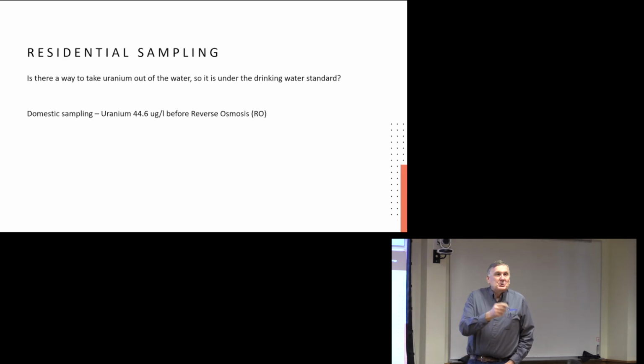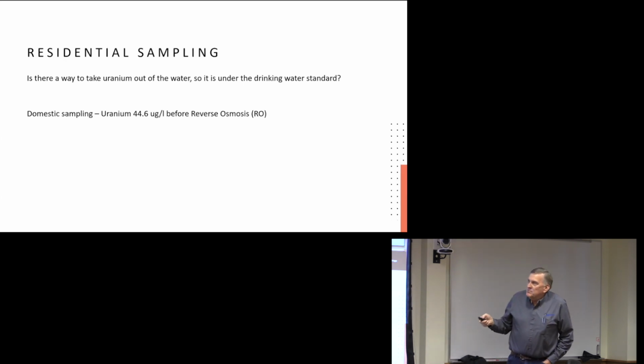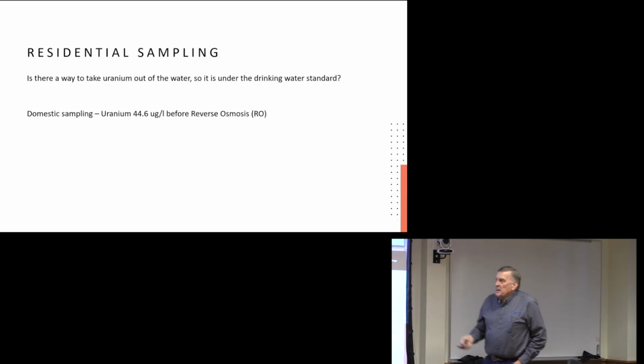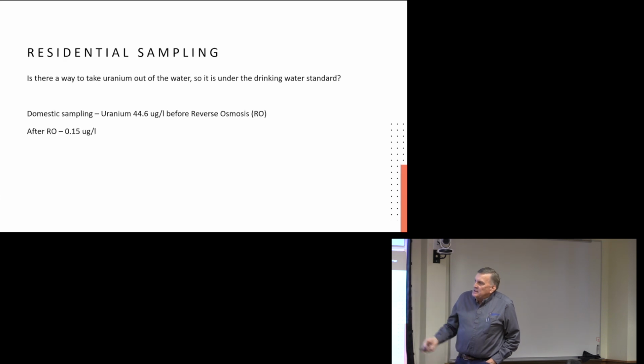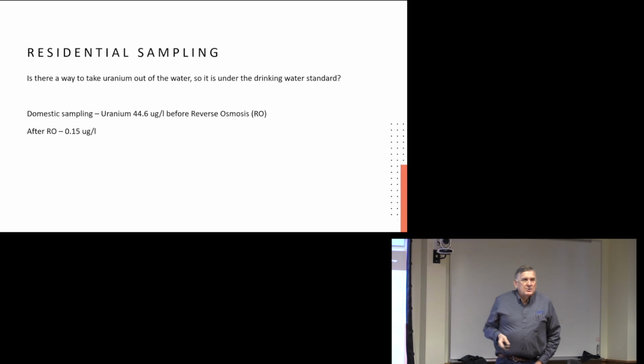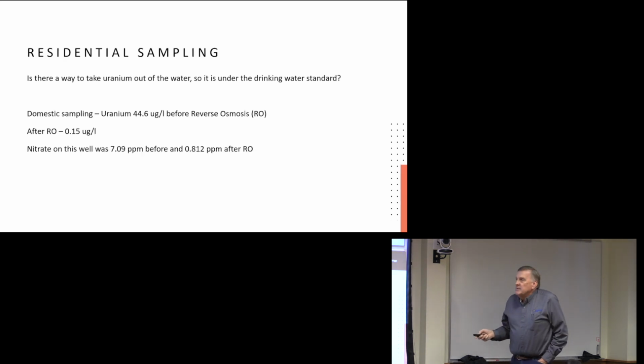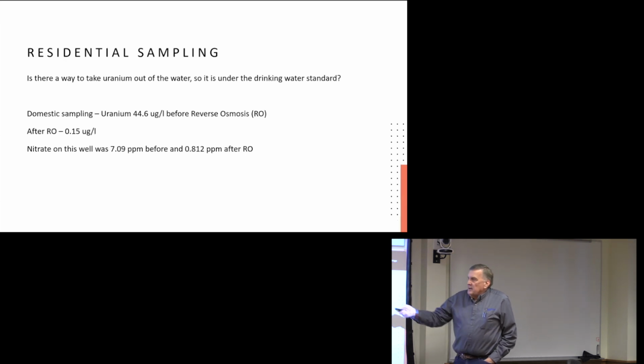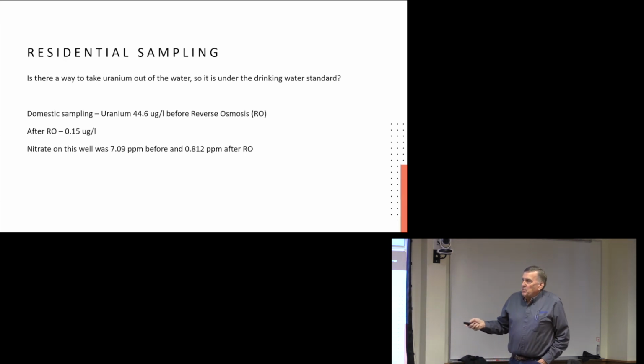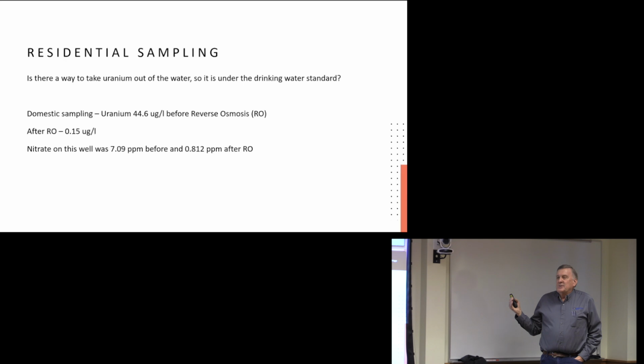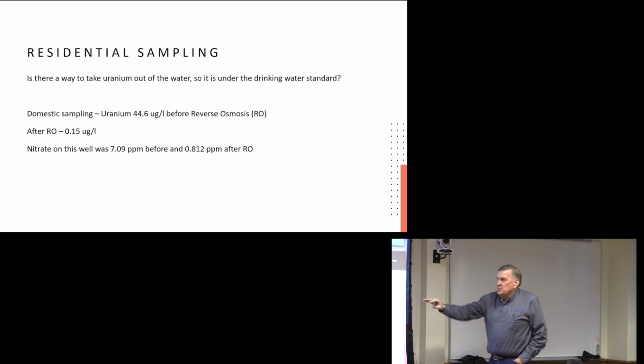That's correct. So, we did our sampling. Like I said, we did 100, and we took some uranium samples. 44 parts before RO, 0.15 after. So we know the RO units are working. Another one we found, the nitrate in this particular one was actually 7.09. So sometimes the relationship between nitrates and uranium doesn't always hold true to my concept.